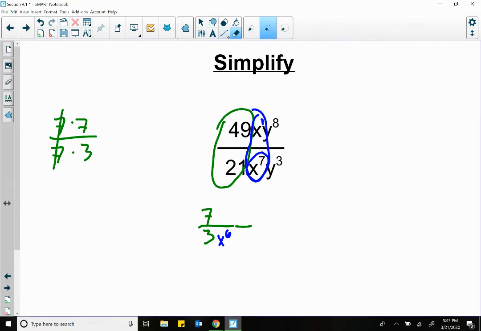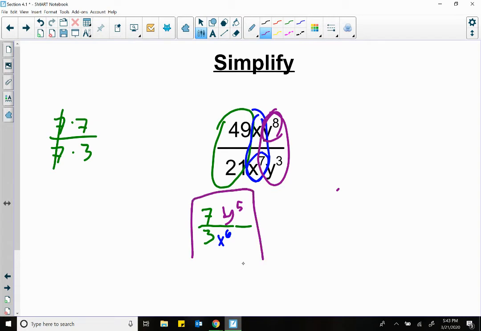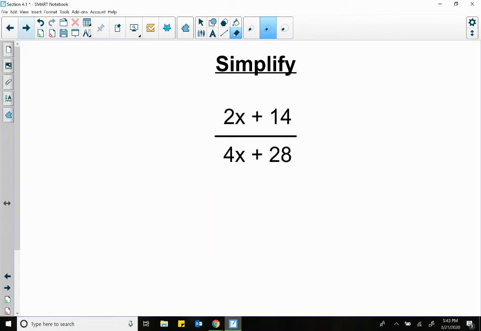All right. And then now, if we look at the y's, they have a battle. Who has a larger army? The numerator. So y will stay up here. What's 8 minus 3? 5. And there you go. That is now simplified. All right. Give this one a shot.